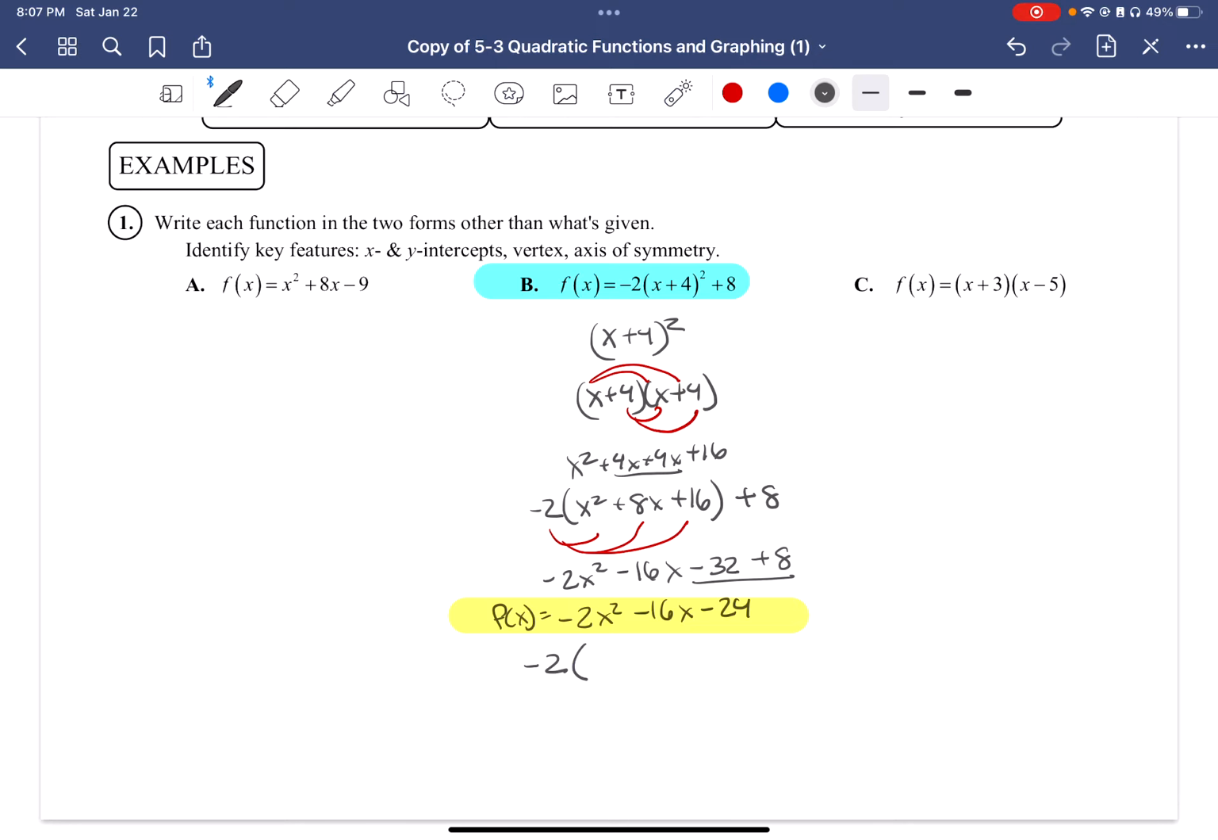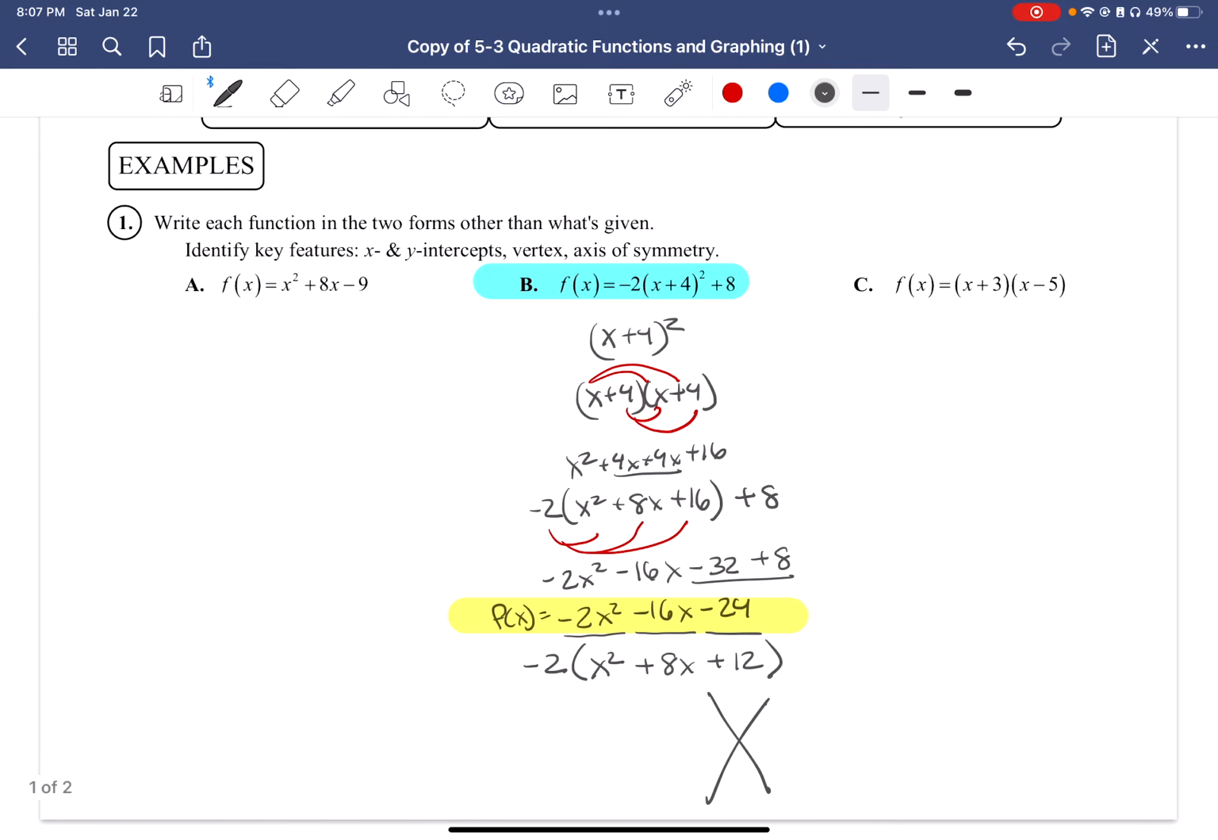So we bring it out front, kind of like the opposite of distributing. When we divide -2x squared by -2, we're left with x squared. When we divide -16x by -2, we're left with positive 8x. And when we divide -24 by -2, we're left with positive 12. So what we did is just kind of backward of distributing. I know it's been a while since some of you have done factoring out, so that's how that works. Now that we've done that, we can do our big X, and now it's an easy one.